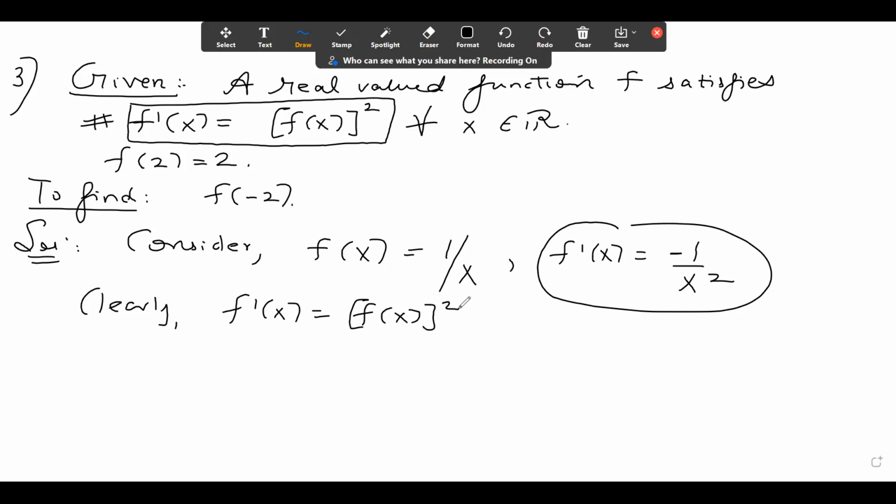Okay, so hoping students have understood how we have got this. If you look at the function f of x, it is 1 by x, right? And if you look at f dash x, it's -1 by x square. You can clearly see that it's satisfying the property that f dash x is equal to f of x whole square. I hope all students are clear till here.